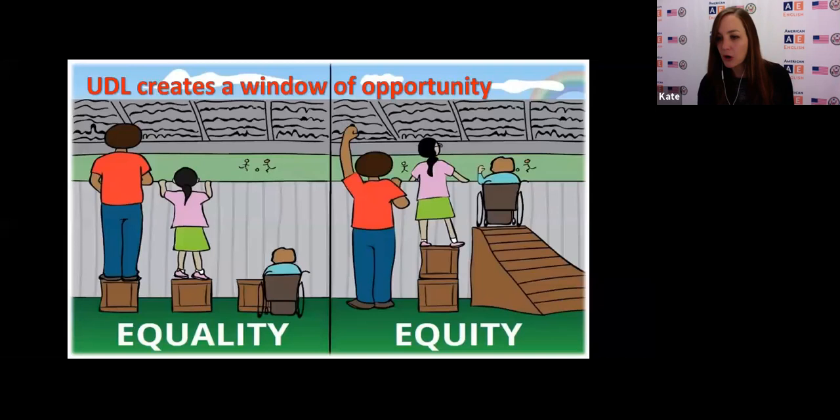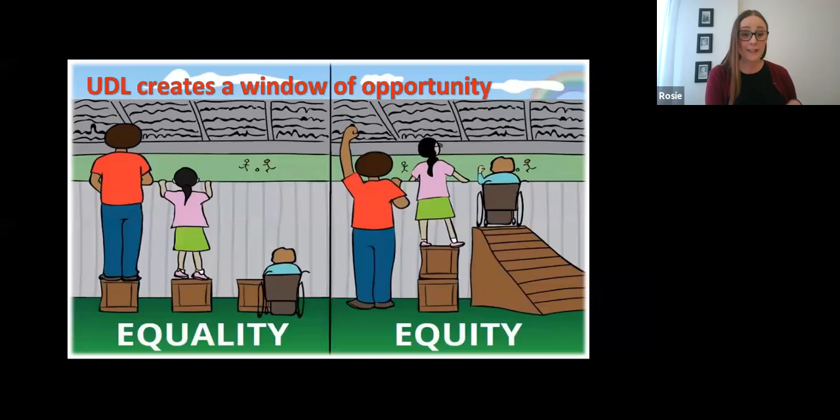Okay, so let's start with equality. So we're gonna see that this is on the left-hand side of the screen. What do we see here? We see three boxes and three people. And we see one person who's in the wheelchair isn't able to see over the line. So oftentimes when we think of equality, it's meaning everyone has the same basic opportunities.